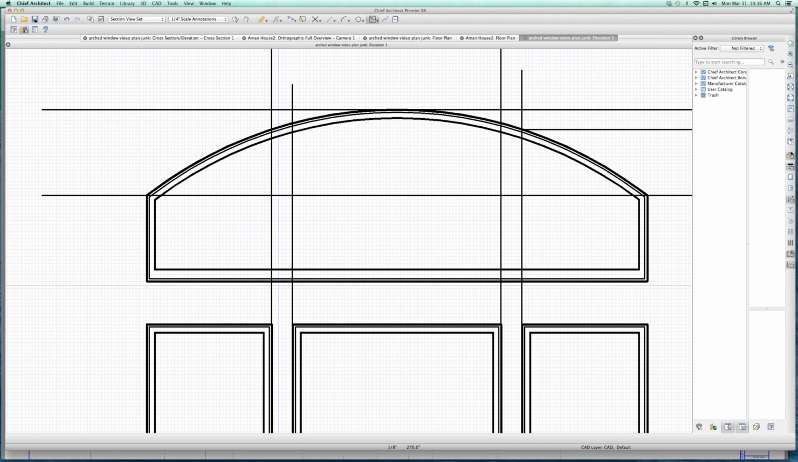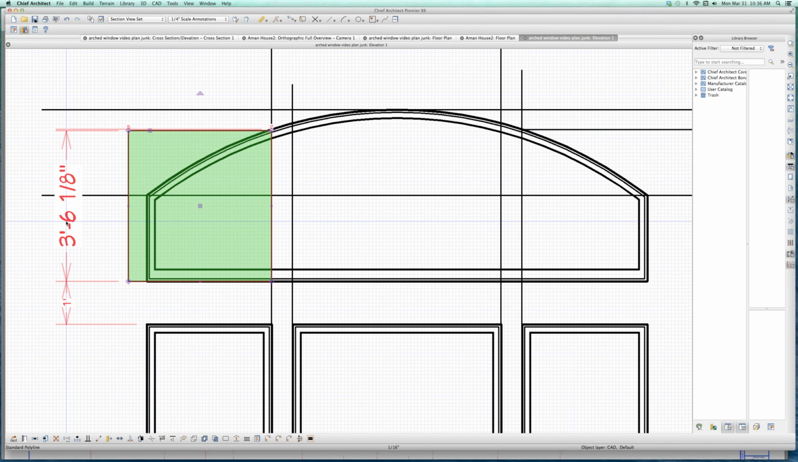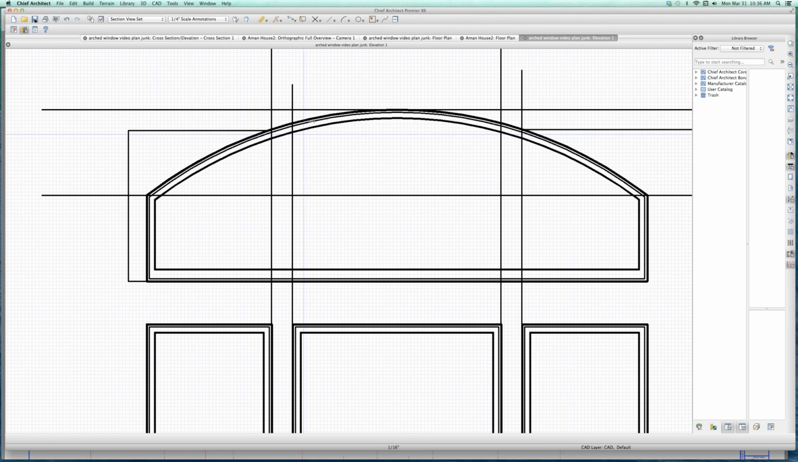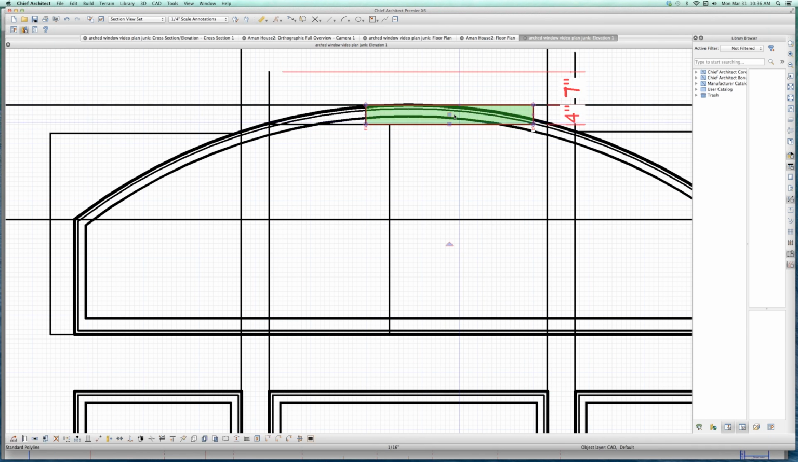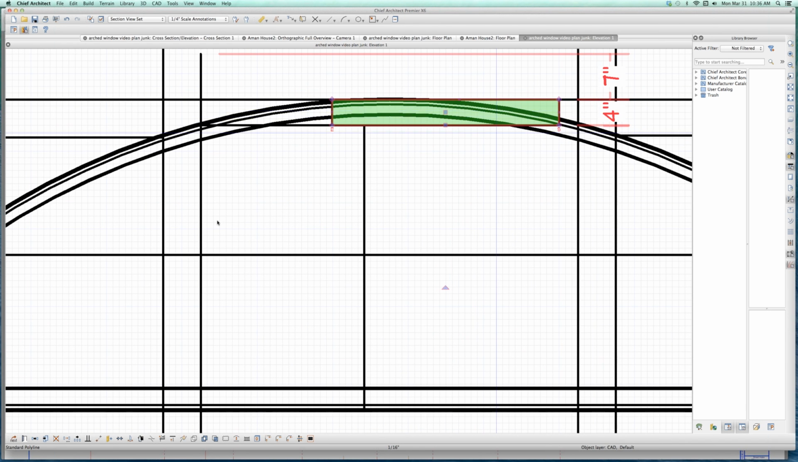I know the right side of that window is 3 foot 6 1/8. Control C, copy that, put it on that other window. What's the height of this one? You can get that exact height right there. And if you know that exact height, you can also then get that exact height. It's 4 inches right there, 4 inches.